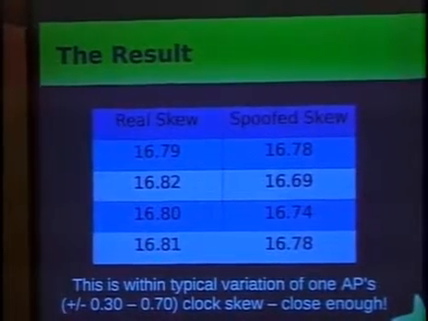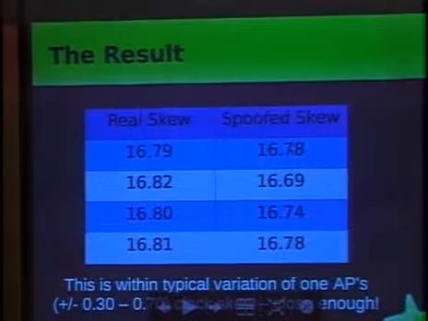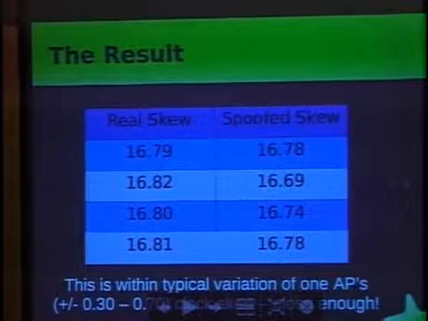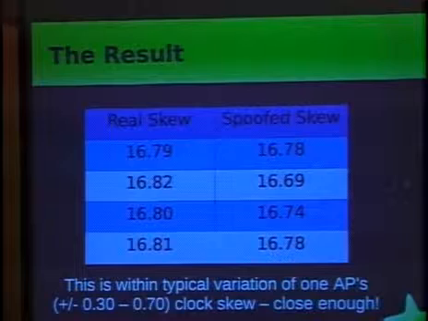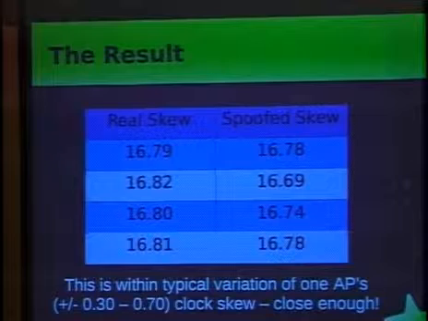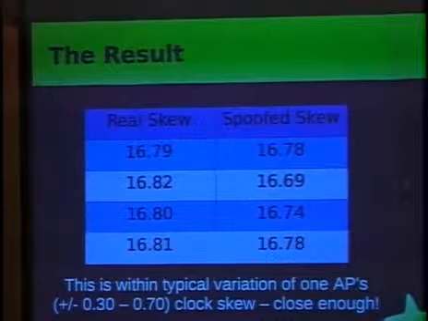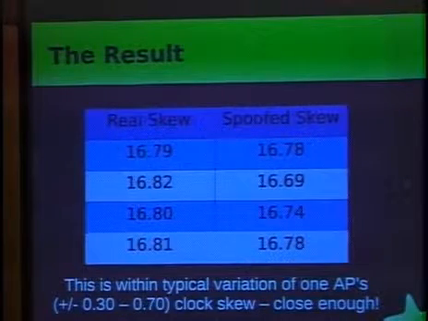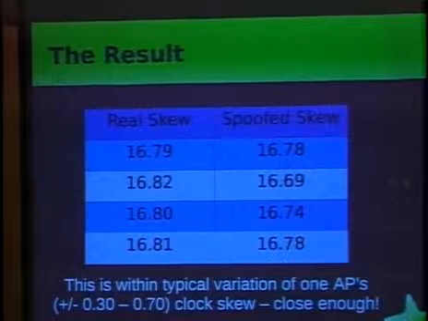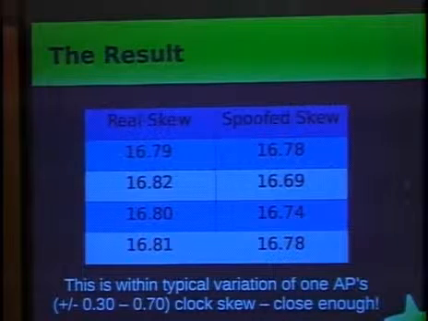But that's okay, because the real skew and the spoofed skew, they're pretty close. And actually, considering that within a normal clock skew you expect a 0.30, 0.70 variation, this is within the normal daily variation. So what you see is that this is a hot day. The clock is behaving a little bit different. That's okay, because it's within the normal variation.